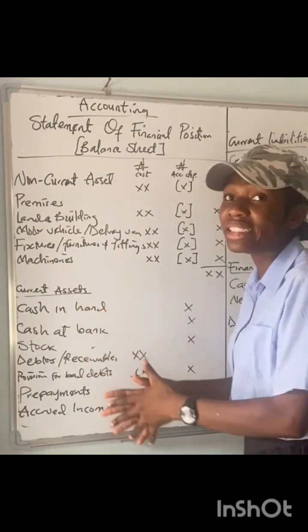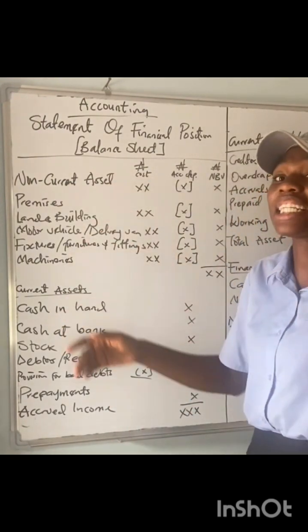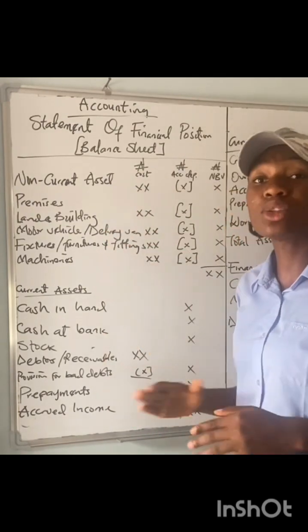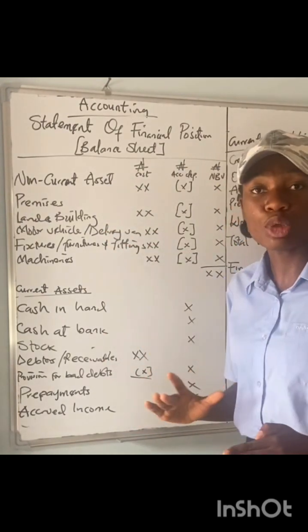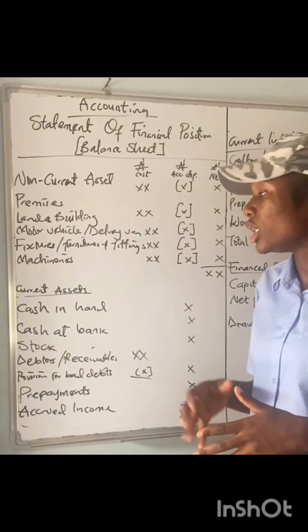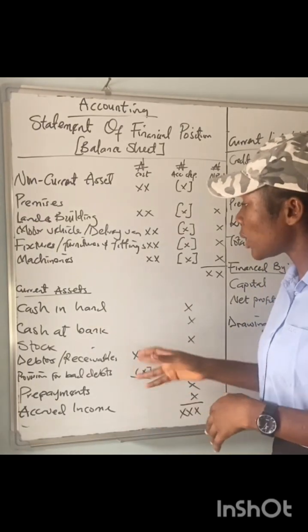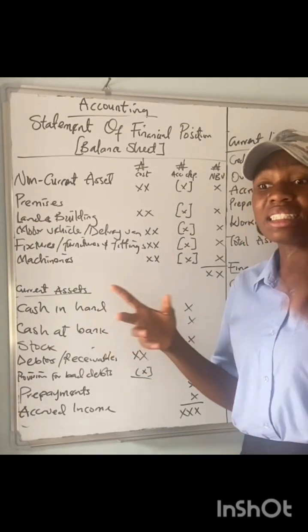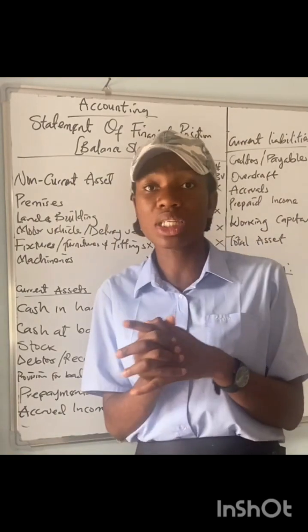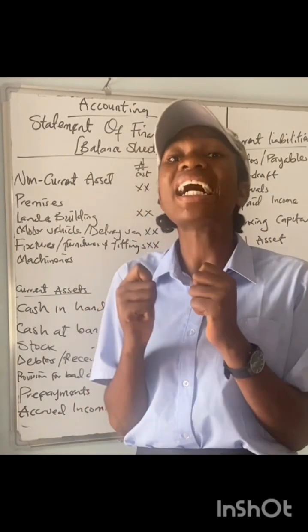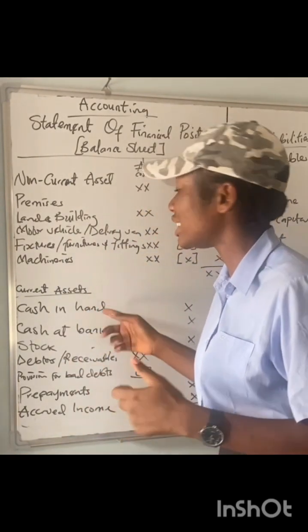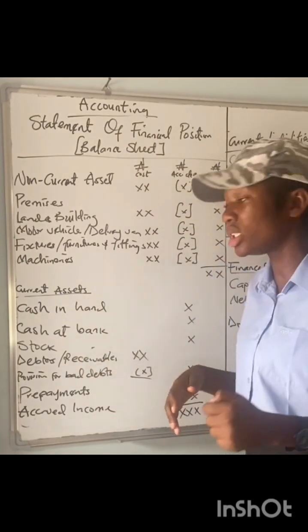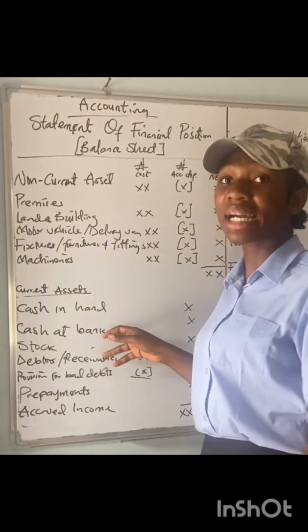Then we go to the current asset. Like I said, non-current assets can last more than a year, while the current asset can only last a year. It cannot last more than a year. Now we have our cash in hand. That is the physical cash we are holding. That's liquidity. The most liquid asset of a business is what we call the cash in hand, the physical cash you are holding. Then we have the cash in your bank account.